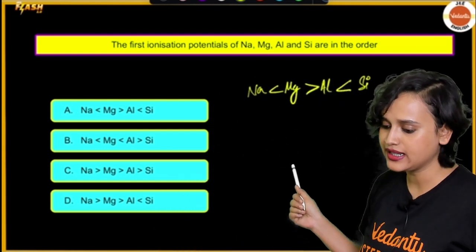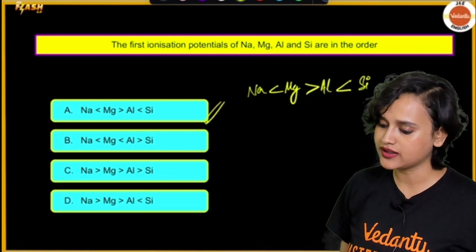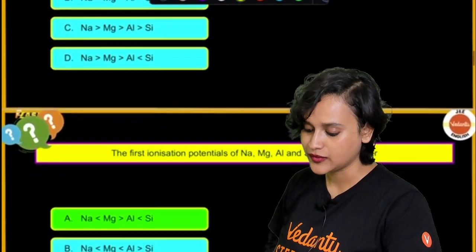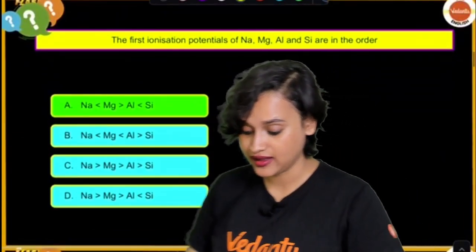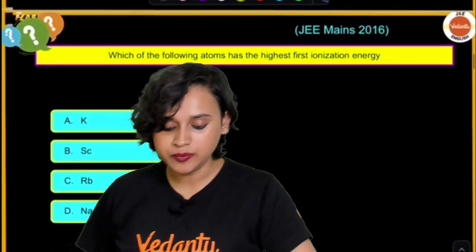I think it is this, which means that it is option A, maybe. Let's check it out. Yeah, it is option A. Very nice. Amazing. Okay. Now guys, we will solve a previous year question.